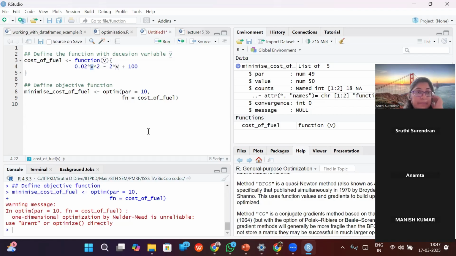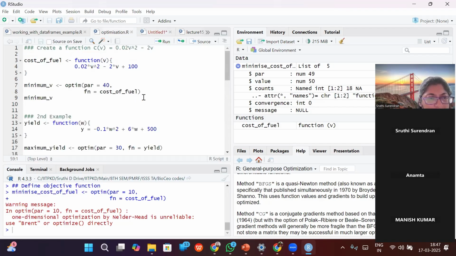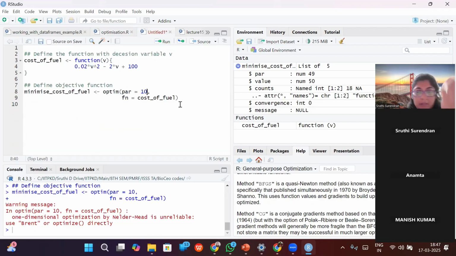Now, how did we get this done? Let us change the initial value and see. Here we are getting 10. Okay, we get 50. 20, 40, 50, 15, 10. Okay, let's put 40 here. Alright. Okay.